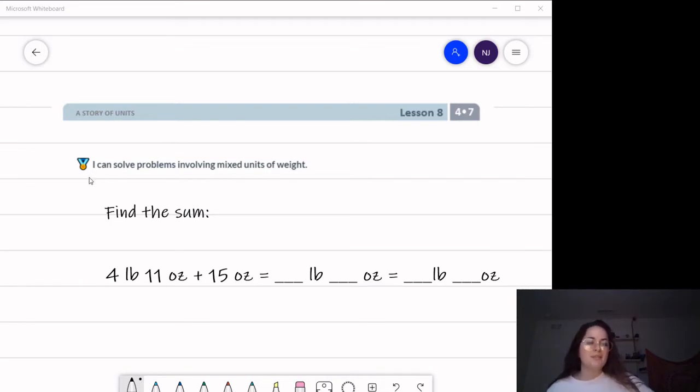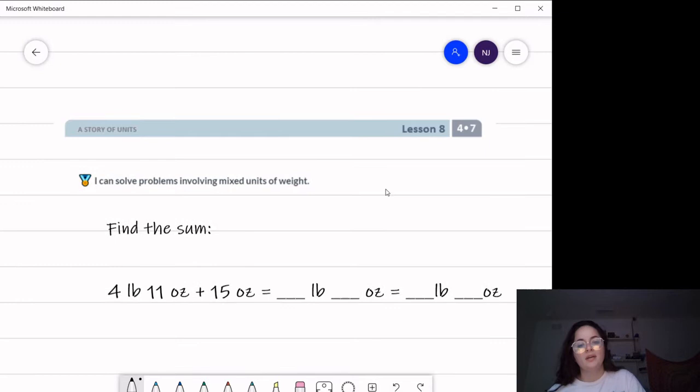So our I can statement is I can solve problems involving mixed units of weight. So remember, our weight units that we learned about are pounds and ounces, and we learned that in 1 pound, or 1 lb, because lb is the symbol for pounds, there are 16 ounces.